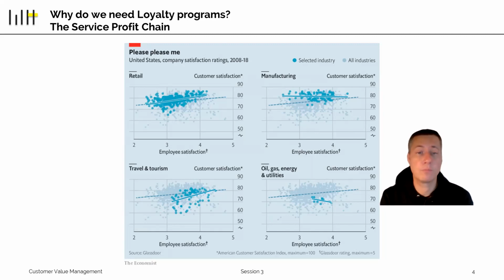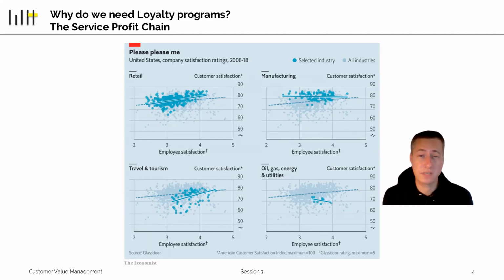Look at the light blue curve that goes upwards for retail and travel, but that is either flat or goes downwards for manufacturing, oil, gas, energy, and utilities. So this provides empirical evidence that there is indeed a link between employee and customer satisfaction. But you also see that the spread of the different companies, the spread of the different data points, is really, really large.